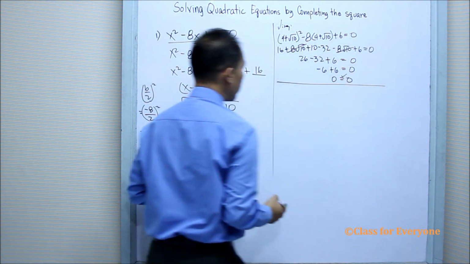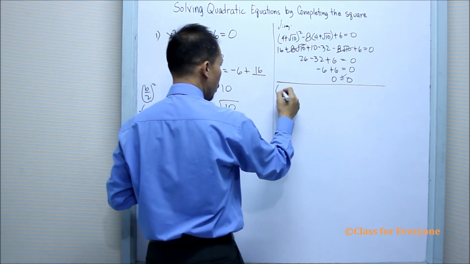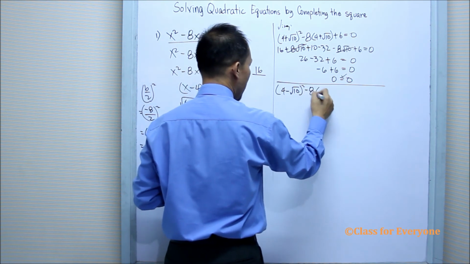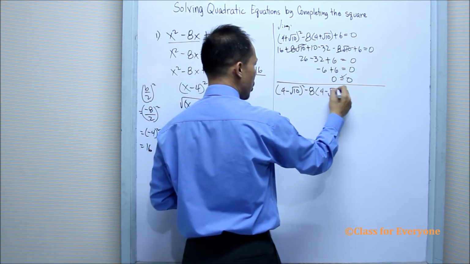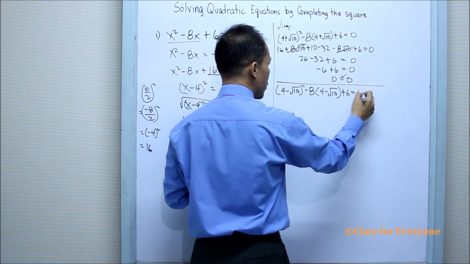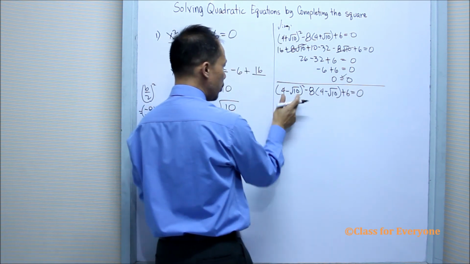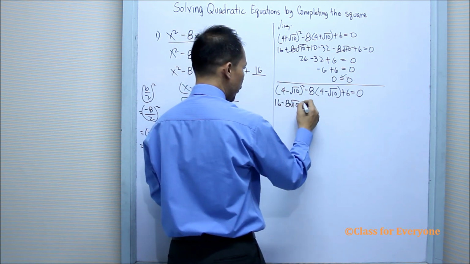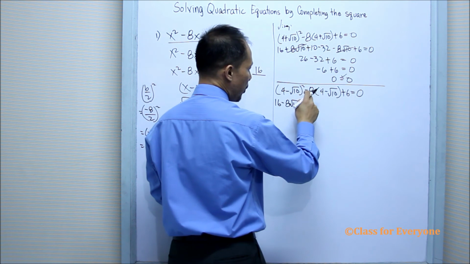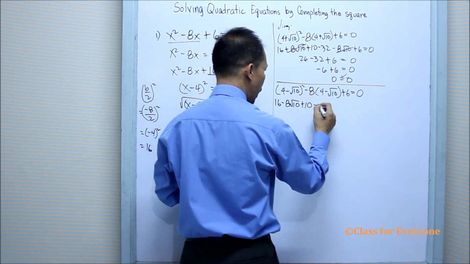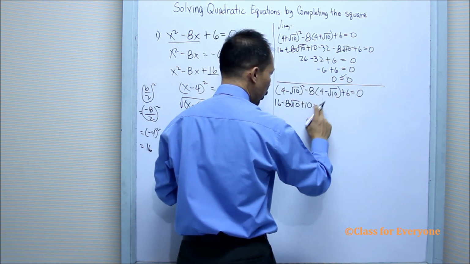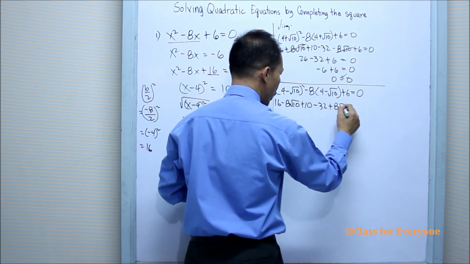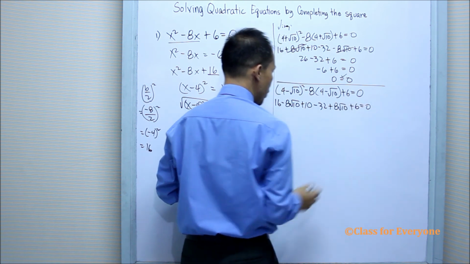How about the second root? The second root is 4 minus the square root of 10, squared, minus 8 times 4 minus the square root of 10, plus 6 equals 0. Squaring this binomial, we have 16 minus 8 times the square root of 10 plus 10. Distributing negative 8 to the binomial, we have negative 32. Negative times negative is positive 8 times the square root of 10, plus 6 equals 0.